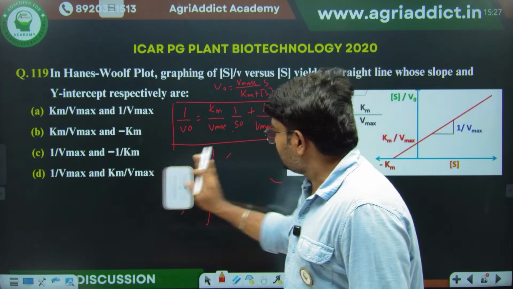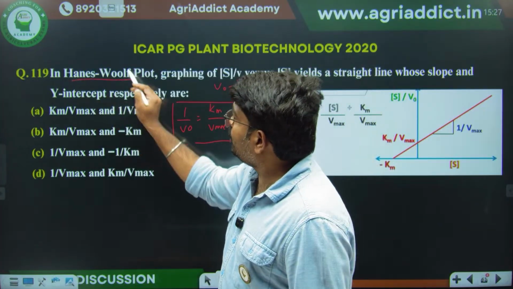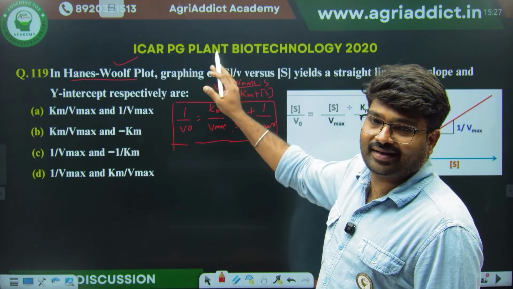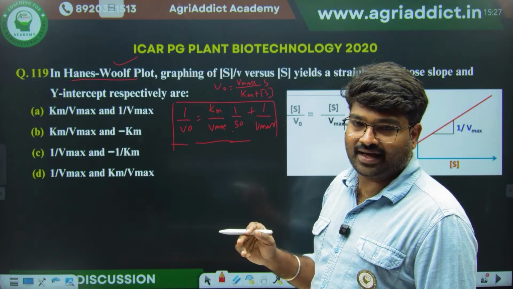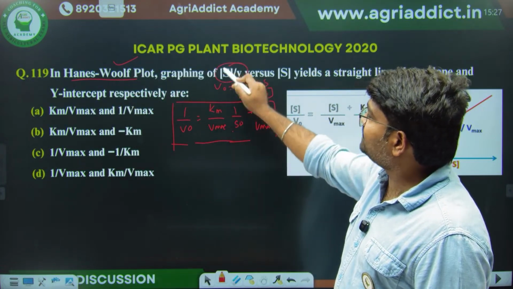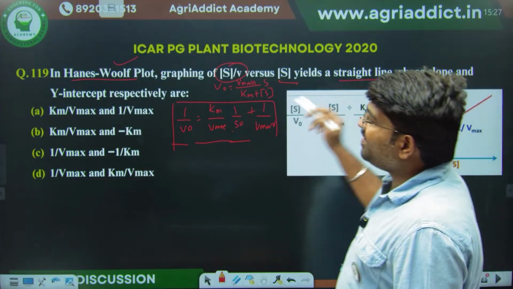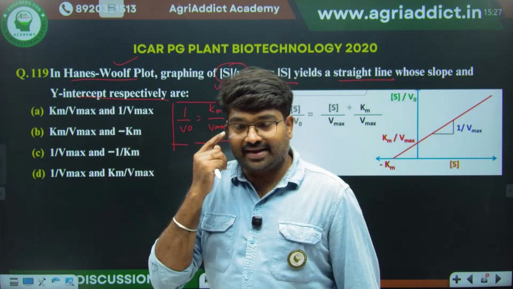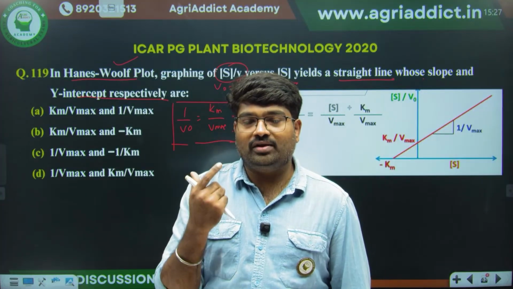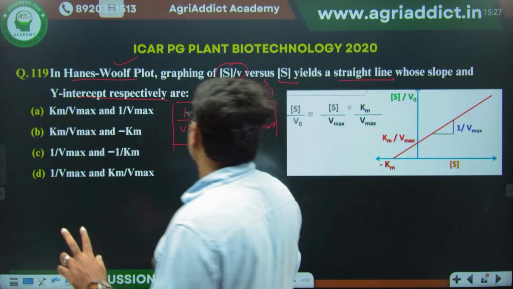Okay, like this it will come. Here what they are asking is the Hanes-Woolf plot. This is a different variant of these plots to determine the kinetic parameters Vmax and Km. In the Hanes-Woolf plot, graphing of S/V versus S yields a straight line whose slope and y-intercept they are asking. In the Hanes-Woolf plot, what will be the slope and what will be the y-intercept. Okay, you just observe here clearly, how I am deriving.